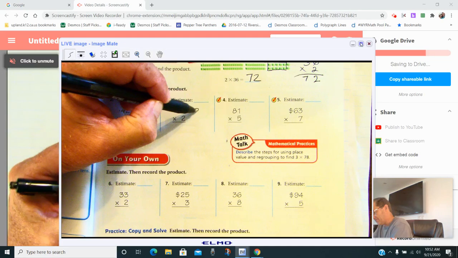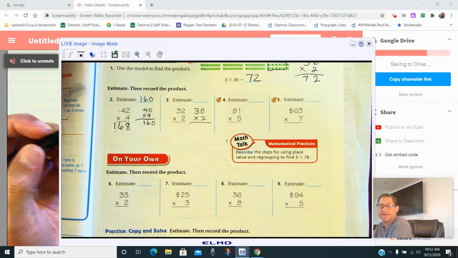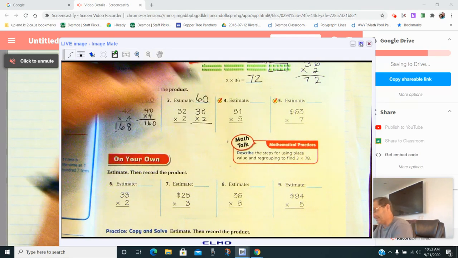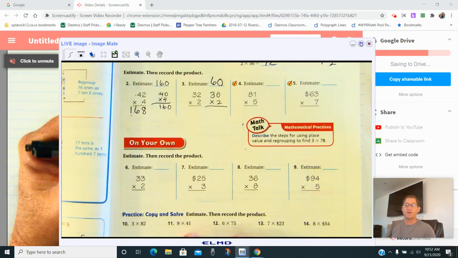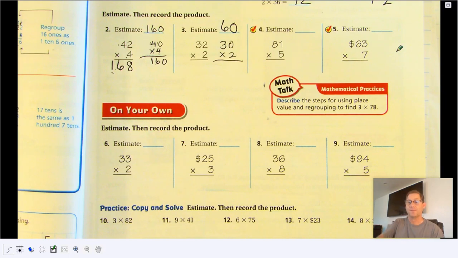32, that would be 30 times 2. 32 is closer to 30 than it is to 40. So 2 30s is 60. So I would expect my answer to be close to 60. There we go. Okay.